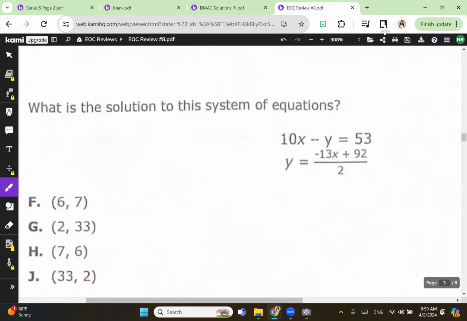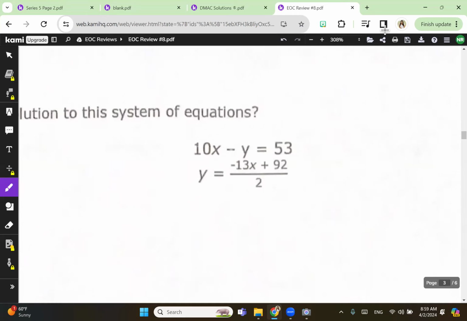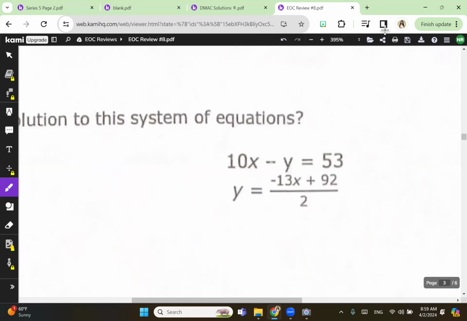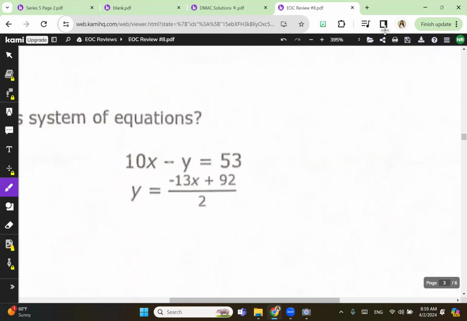All right. The next one, you have one that's in standard form, one that is solved for Y. But if you look at the one that's solved for Y, it's going to be pretty difficult to change this back to standard form. So what I would do this time is solve for Y on that very first equation. Okay. So I'm going to rewrite it out here to the side. 10x minus Y equals 53.